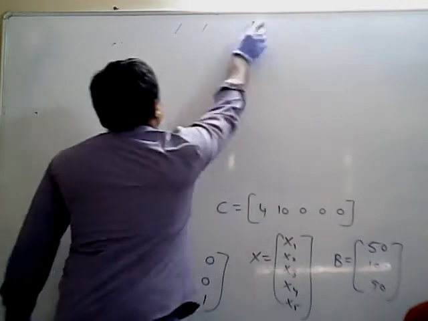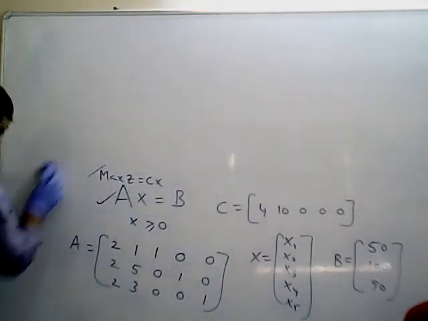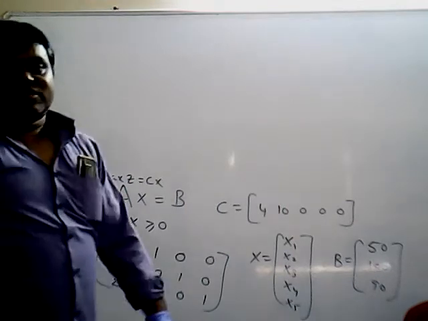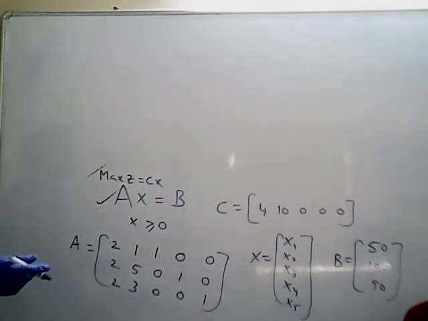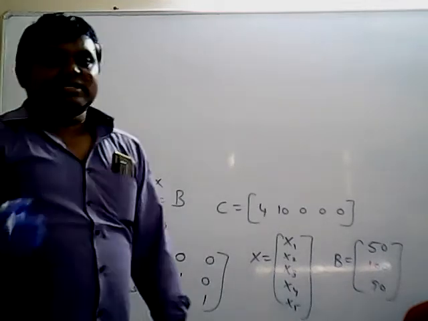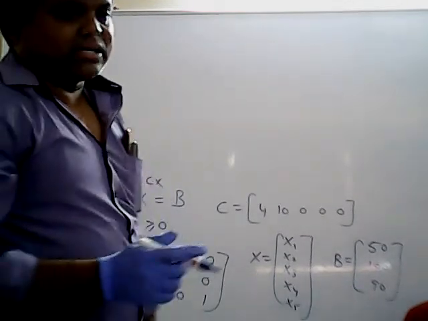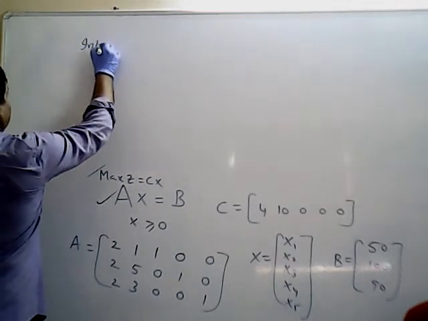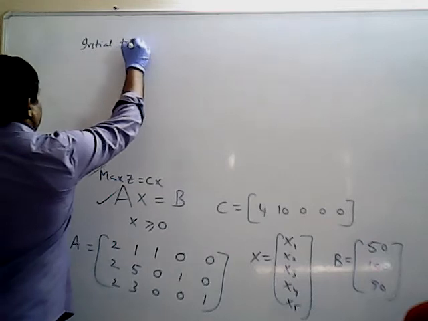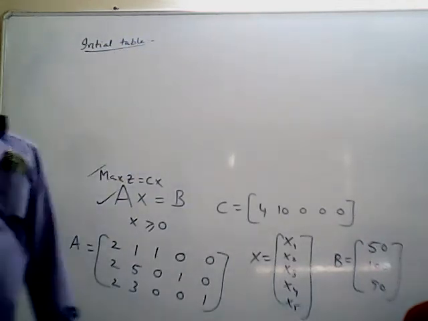Now listen carefully. This is the most important step in the simplex method. After step number 3, step number 4 is the simplex table. The first simplex table is called the initial table or starting table. So I will take the initial table, or starting table, whatever it is.